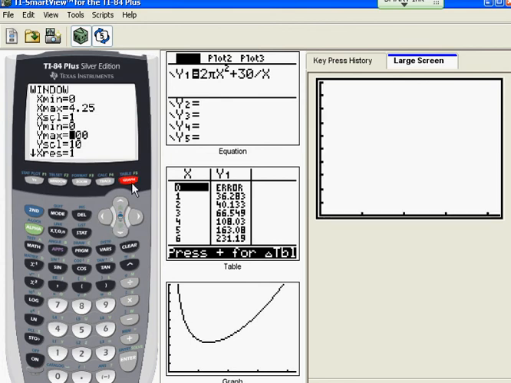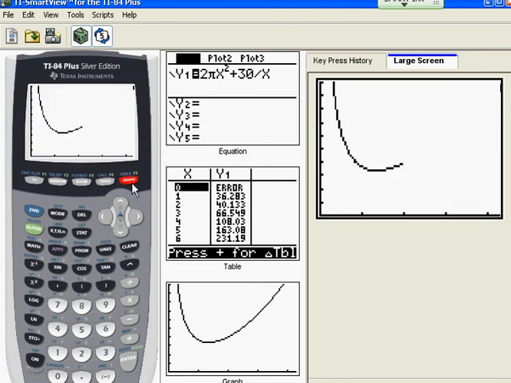So we'll leave it like that for now and see what we think. Press graph, and you can see, look at that. You clearly have a graph that has a minimum value somewhere. And this is what we were hoping for. We were hoping for a minimum value, so we'd use the least amount of material, or have the least amount of surface area.